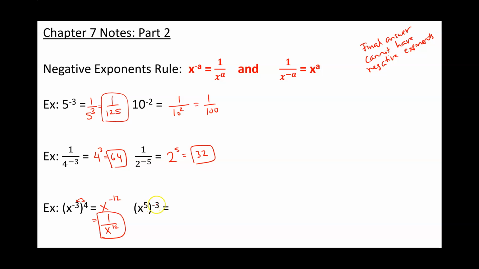Over here, we have 5 times negative 3. This becomes x to the negative 15th. Multiply the exponents, and this becomes 1 over x to the 15th.